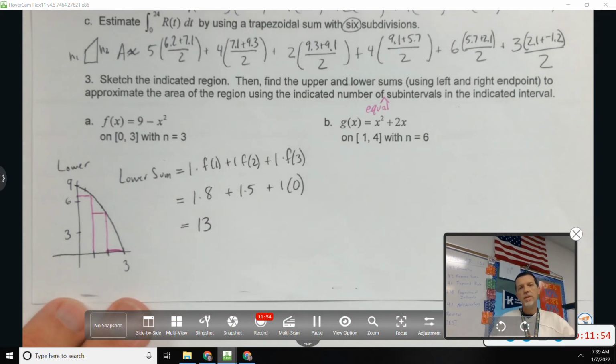So I don't know what the area is, but it's more than 13. And if you did the upper sum, you'd have sort of an upper limit on what the area would be. Did that answer your question? Yeah. I don't know, I just got confused.